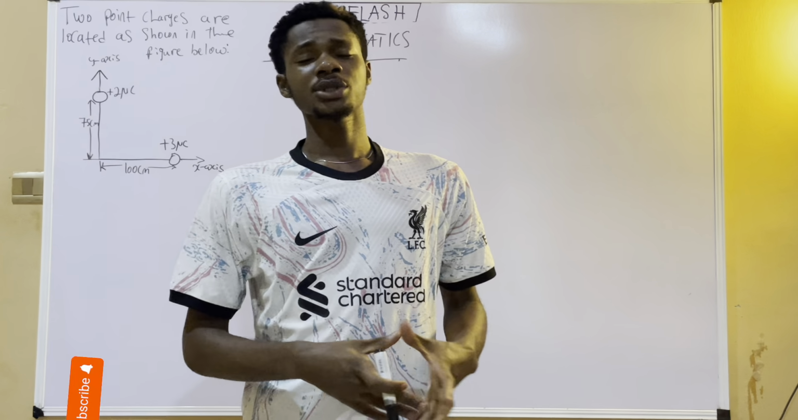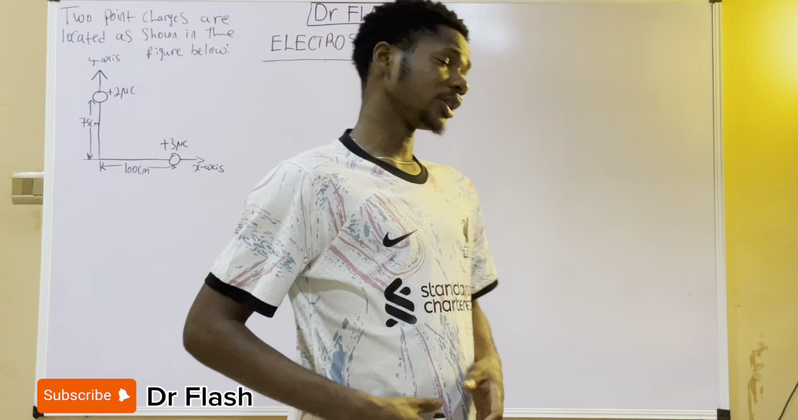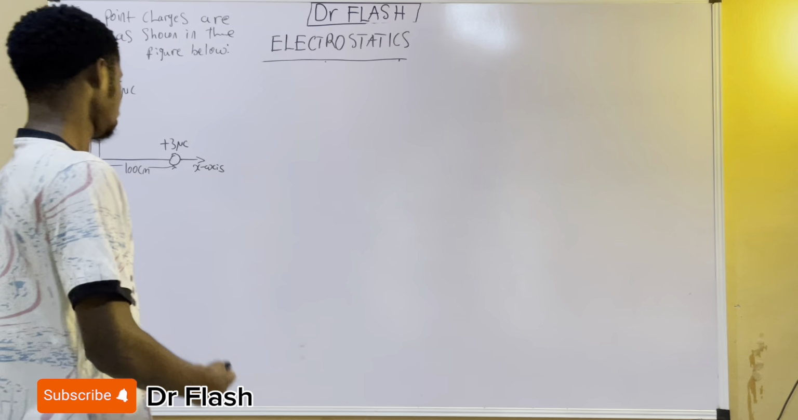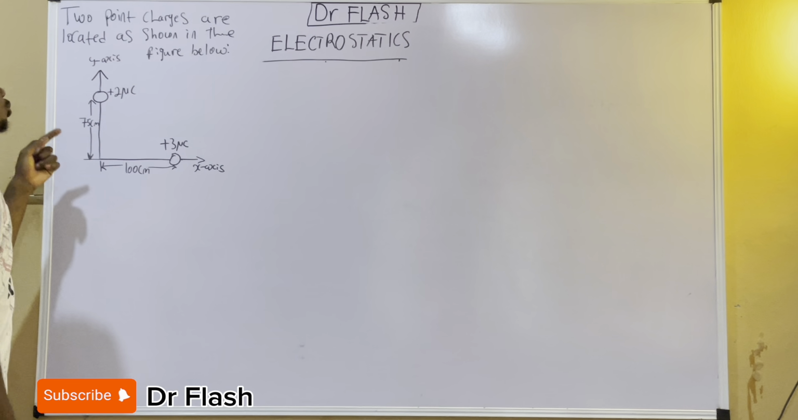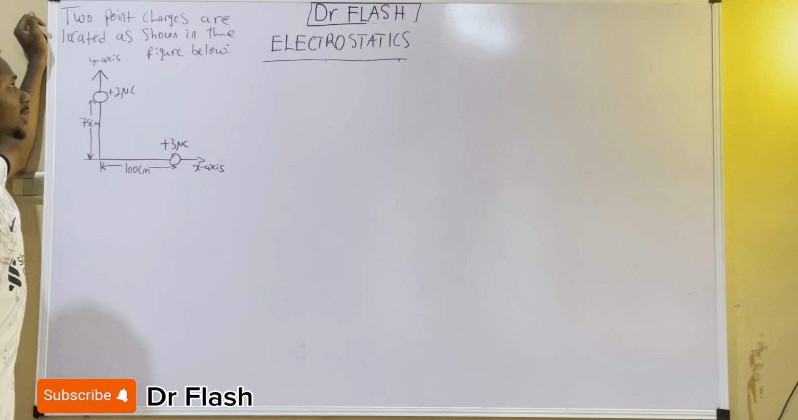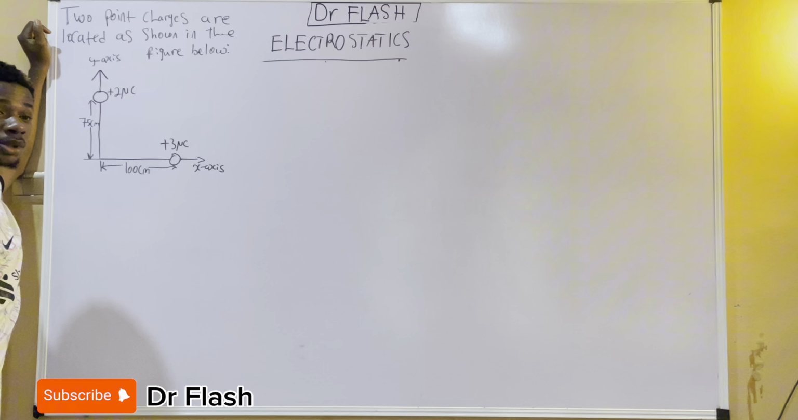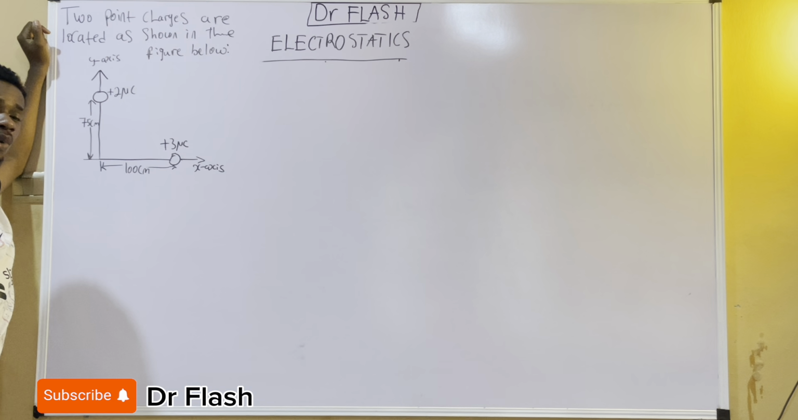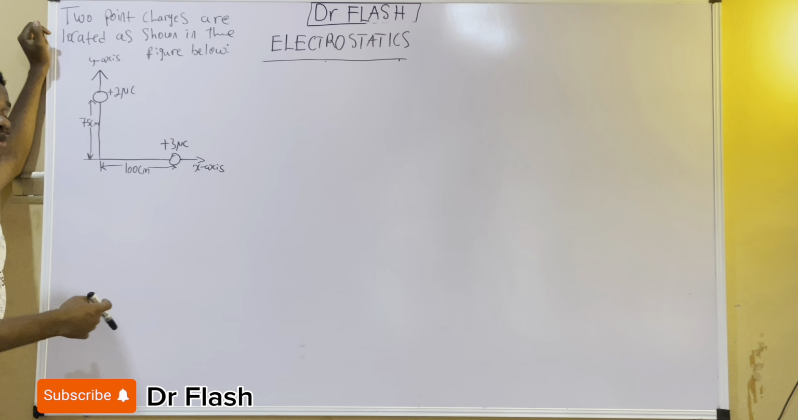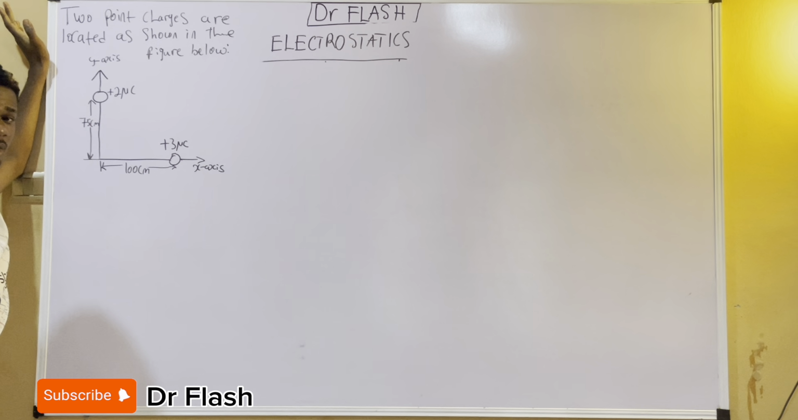In this video, still on electrostatics, we're going to be solving a different problem this time. The problem is on the board and it says two point charges are located as shown in the figure below. What the question wants us to do is to calculate the force that is acting on both charges in terms of coordinates of free space.